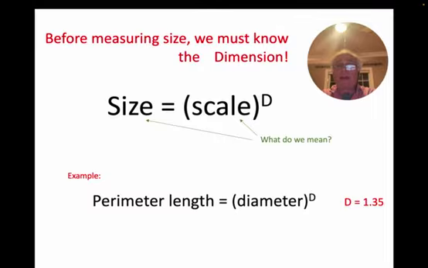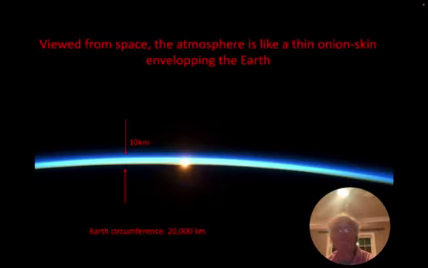We're used to the idea that the area of a square is the length of its side raised to the second power. The volume of a cube is the length to the third power. The general relation is shown here. In the example I just gave, the size is the perimeter length, the scale is the diameter of the cloud, and the dimension is 1.35.